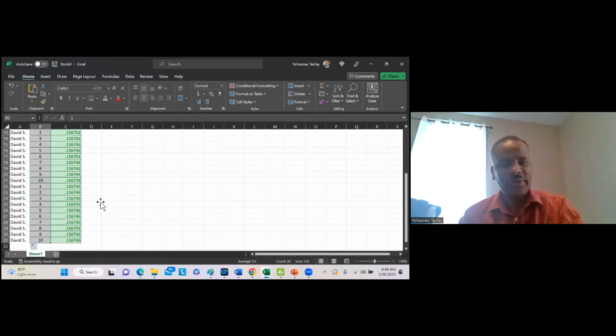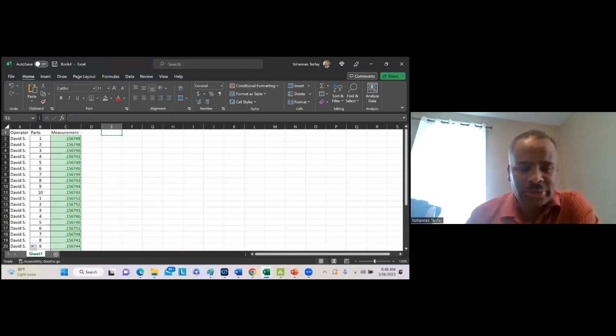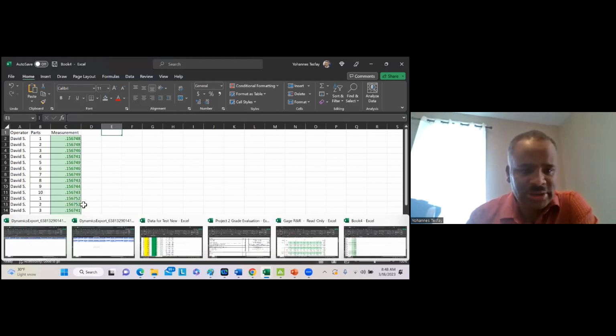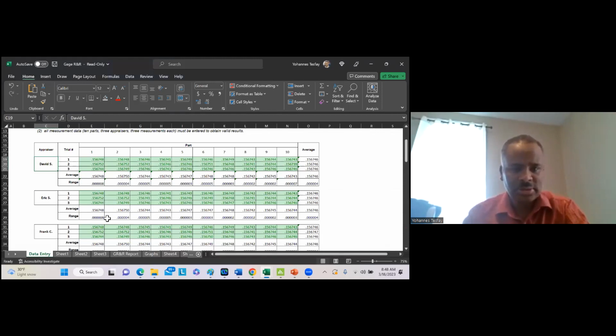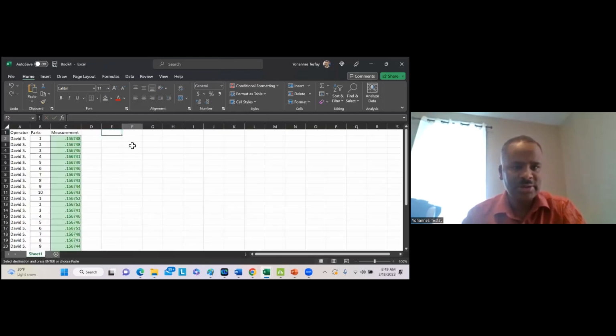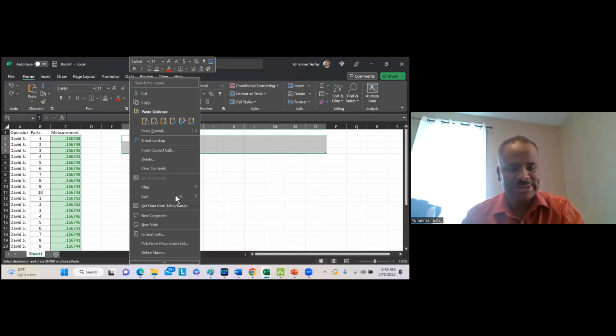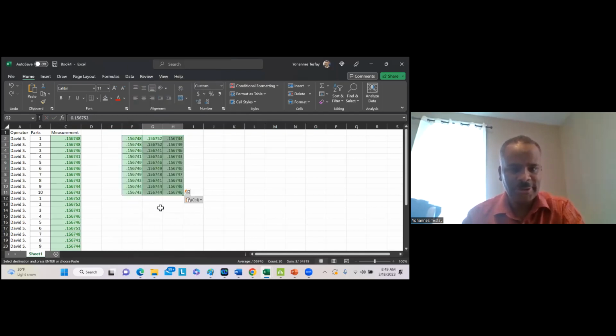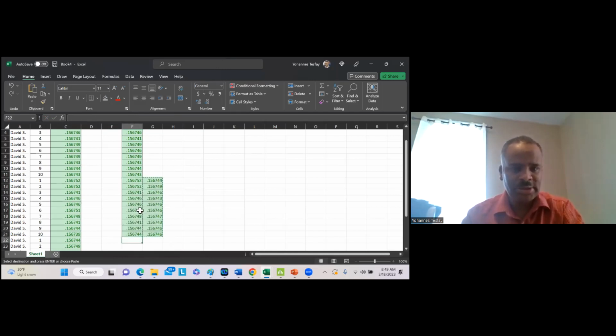For the second measurement, I have all these parts. To not mix it, I'm going to do it here. This is the second measurement. I'm going to paste it here, no, not like this, I'm going to transpose it. Then cut this one and put it here. Who did this measurement? Is that Eric? Yeah.